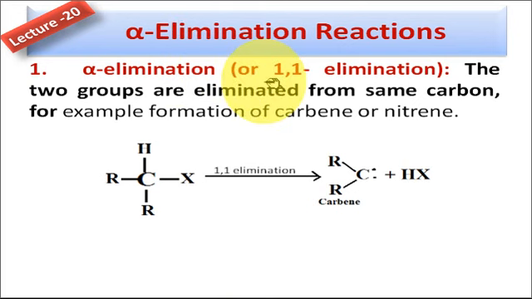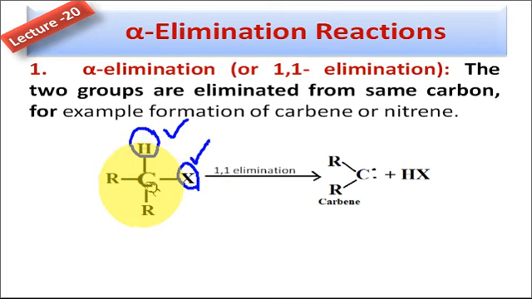What are alpha elimination reactions? Alpha elimination reactions are those in which two atoms or groups are eliminated from the same carbon atom. Look at this structure here. In this, hydrogen and halogen or the X group are situated on the same carbon atom. Therefore, in this type of elimination reaction, both leaving groups are attached to the same carbon atom and eliminated from it. This results in the formation of a carbene. This is also called the 1,1 elimination.